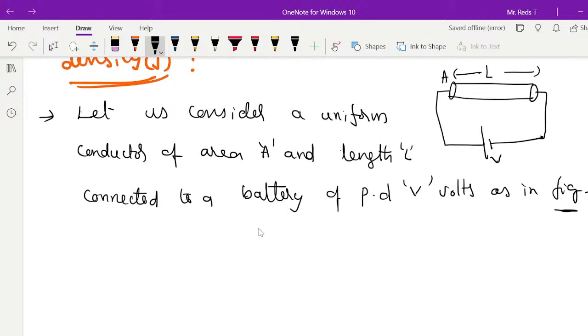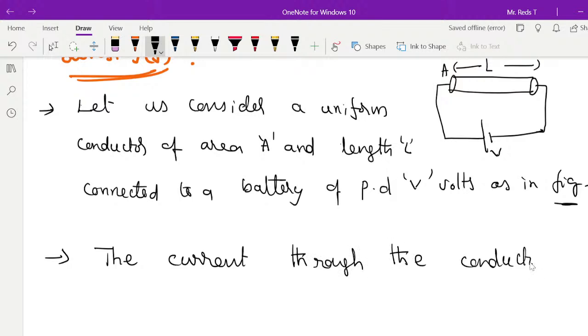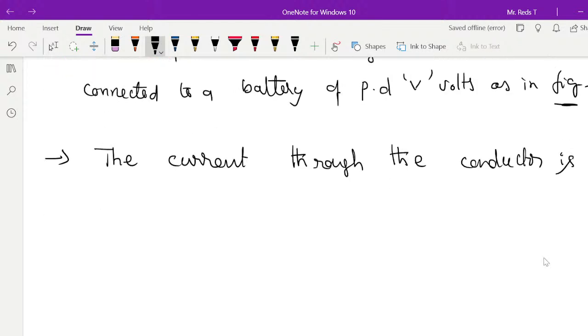Now the current through the conductor is given by I is equal to Q by T. The total charge per unit time is called, in general, current, Q by T. Let us take this as equation 1.